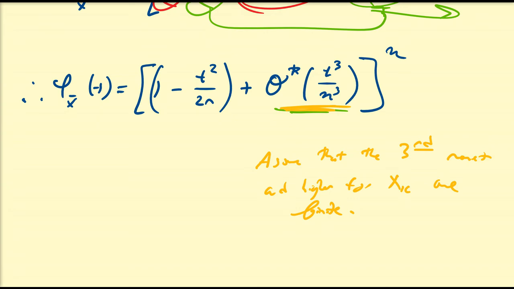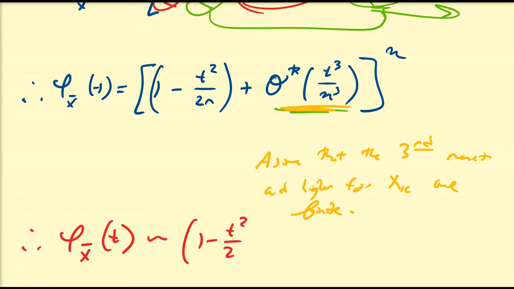So now what we're going to do is we're going to send n to infinity. So that means phi x bar of t is going to be asymptotic to the curve 1 minus t squared over 2n. So this term is going to go to 0 as we send n to infinity, all to the power of n.